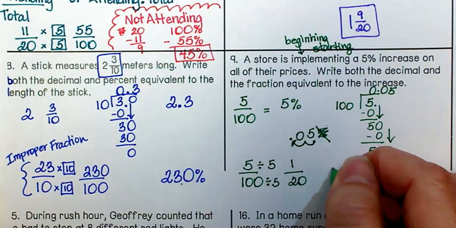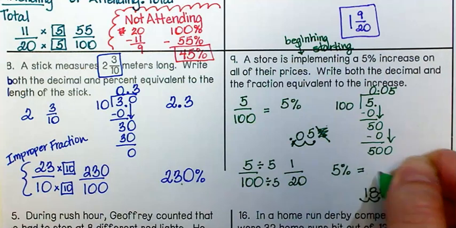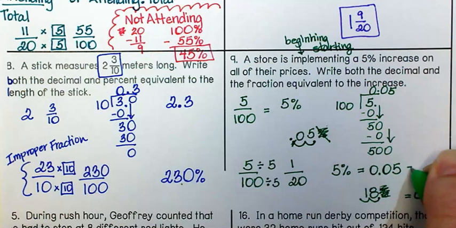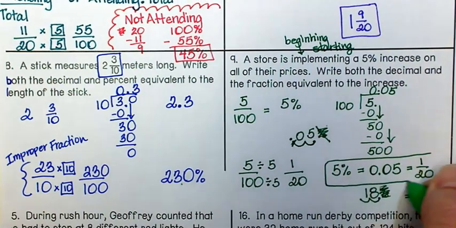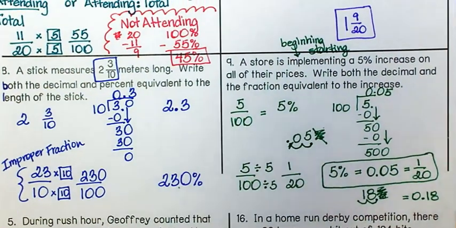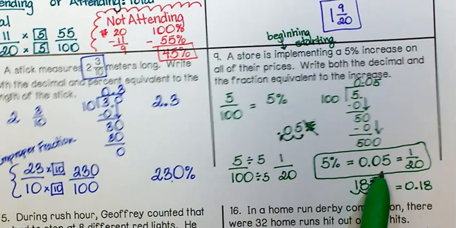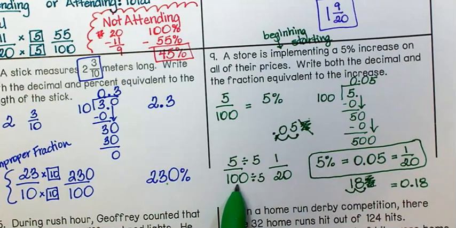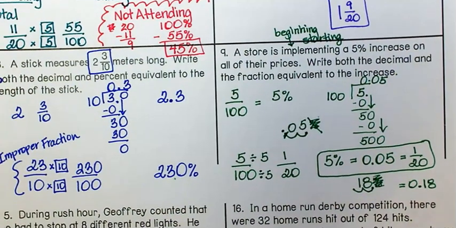Okay? So, in other words, 5% is the same as 0.05, and that's the same as 1/20th. Okay, so there are our equivalents. Okay, here's our percent, here's our decimal, here's our fraction in lowest terms. Is this fraction equivalent to it? Yes, but it's not in lowest terms, and we like things usually in lowest terms.